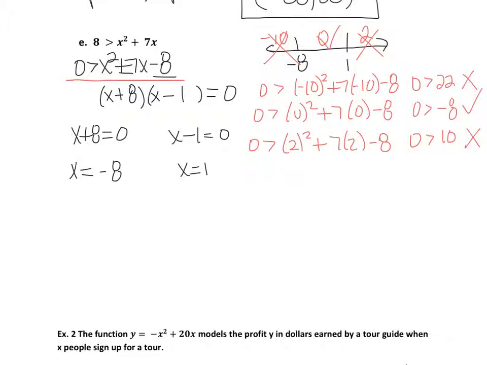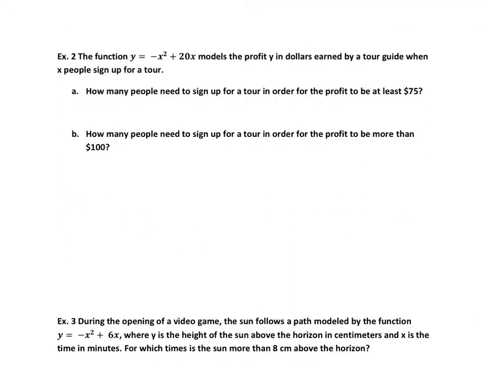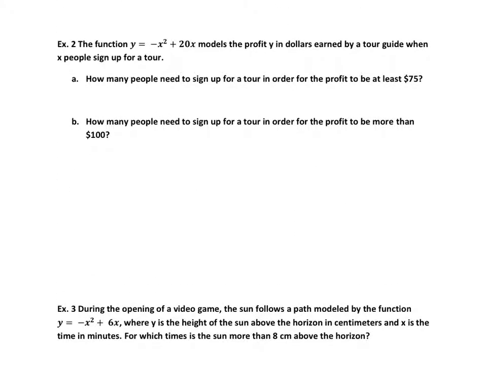So if you write that in interval notation, again, make sure you take into account your sign. I'm going to be using parentheses, not brackets. So my solution is negative 8 to positive 1. That means that I can plug in any value between negative 8 and positive 1, and that will give me a true statement. All right, now we're going to do a couple of word problems.